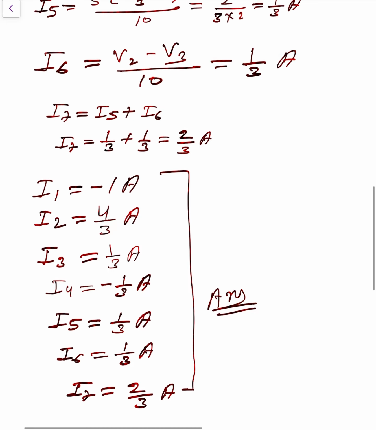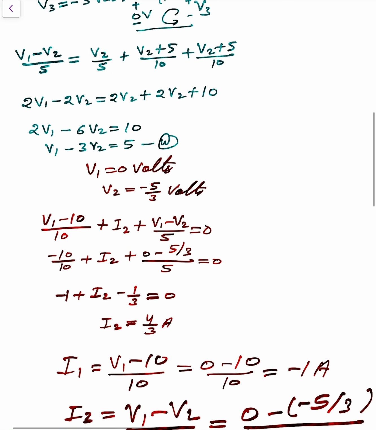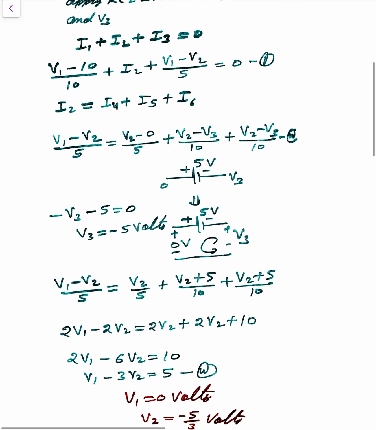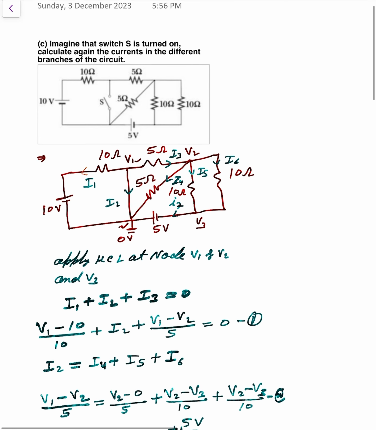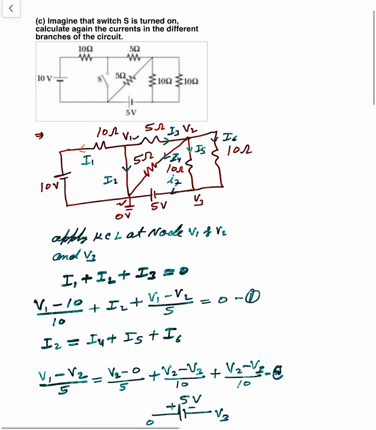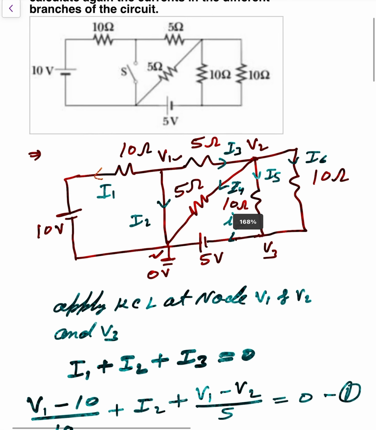So final answer, make it. If it doesn't match, then comment it. I will discuss again. Okay, read very carefully. If the switch is closed, then what about the circuit? And what about current in each branch? Okay, make it.